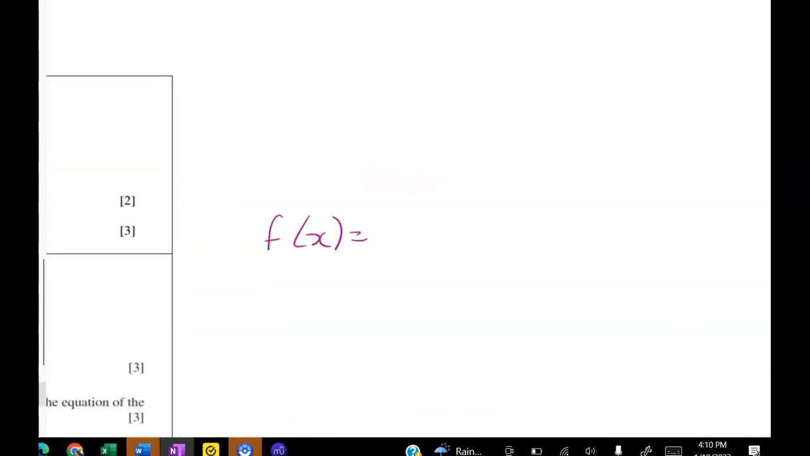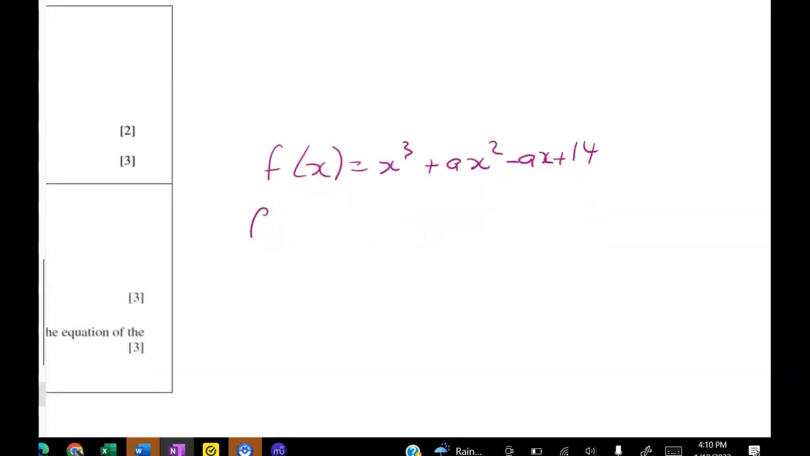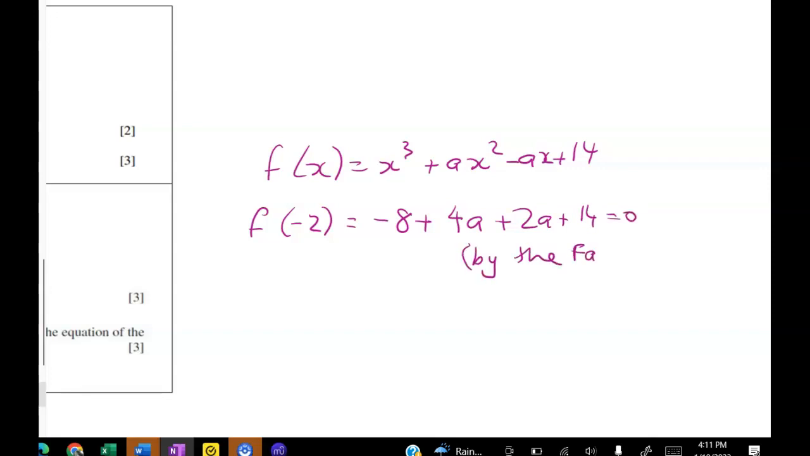We've got f of x is equal to x cubed plus ax squared minus ax plus 14. There's no need for you to rewrite that. I'm doing that so that I can see what I'm doing. And we know that f of negative 2 has to equal 0. So we can substitute in negative 2. We get negative 8 plus 4a plus 2a plus 14, and that equals 0 by the factor theorem. So cleaning that up gives me 6 plus 6a is equal to 0, giving me a is equal to negative 1.